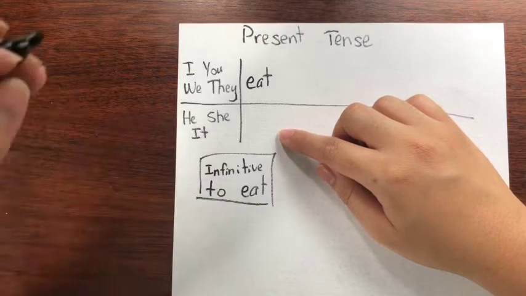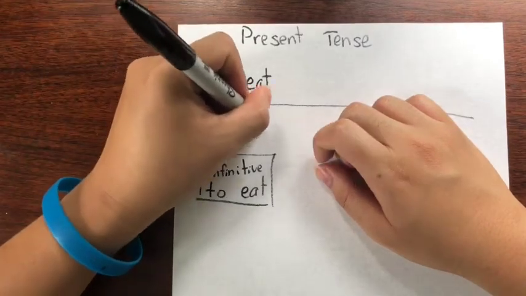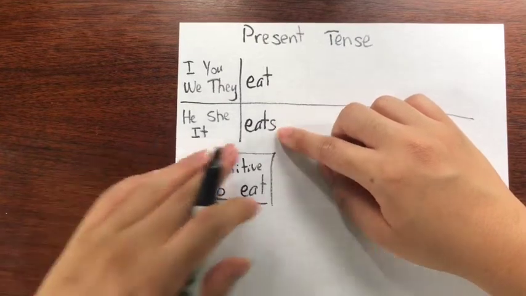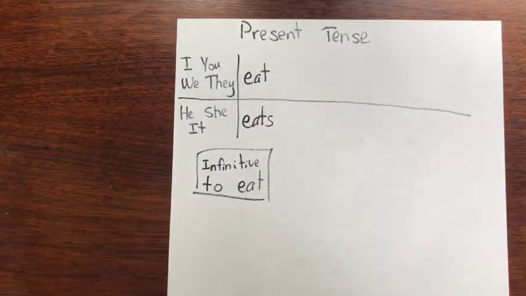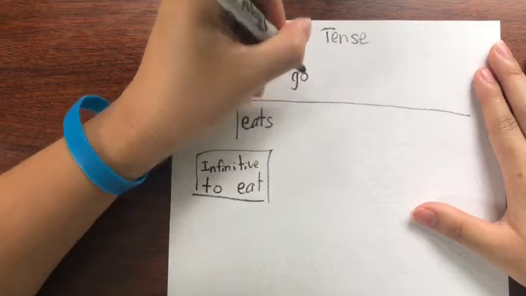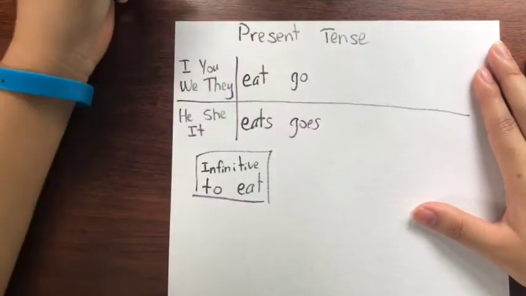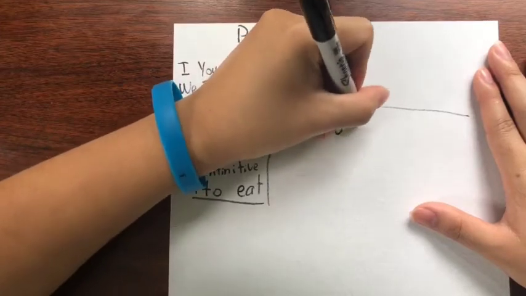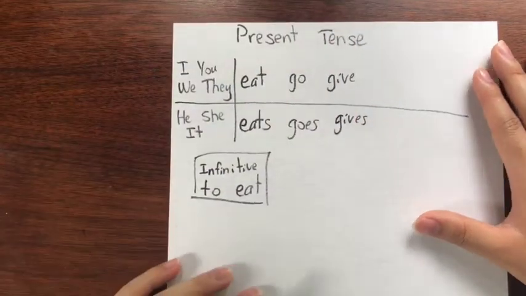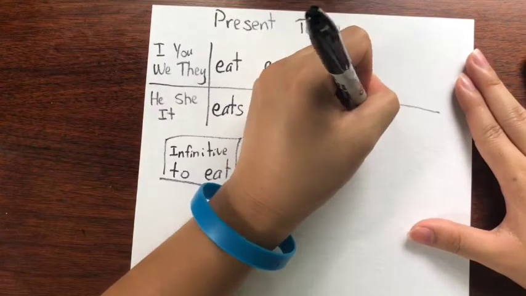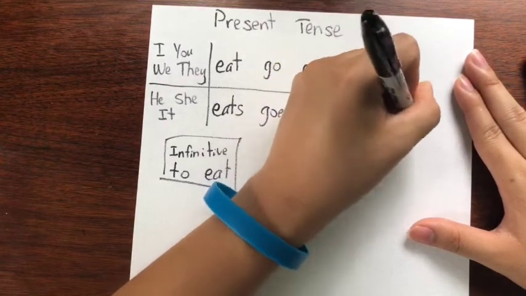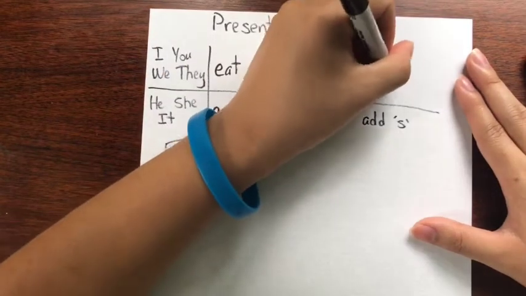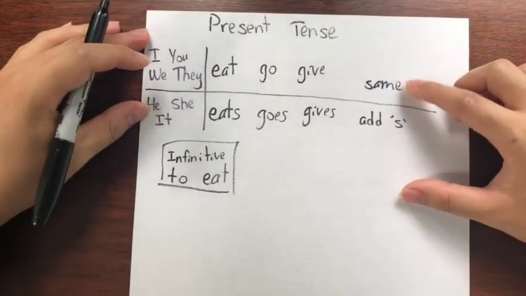He, she, it, we say eats. For he, she, it, we add the letter S: eats. So we have go and goes. Give, gives. So for he, she, it, we add S. And then with I, you, we, they, it's the same.